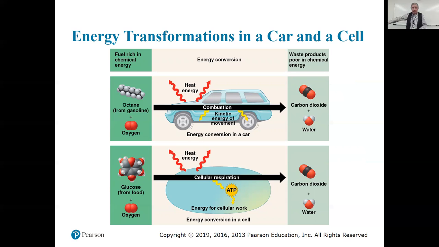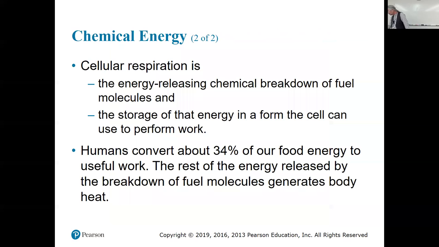And what are the waste products of cellular respiration? The same thing as the car: carbon dioxide and water. Okay, so cellular respiration is the energy-releasing chemical breakdown of fuel molecules and the storage of that energy in a form a cell can use to perform work. Here, 34%, I said 34 to 36, it's actually a range. About 34% of our food energy is used for work. The rest of the energy released by the breakdown of fuel molecules generates body heat. So keeping yourself warm is not really work. It's just like a waste product of the process to make molecules that can be used to do work.